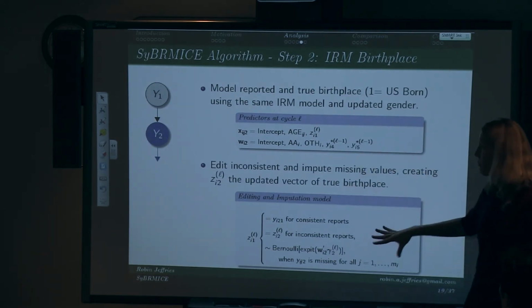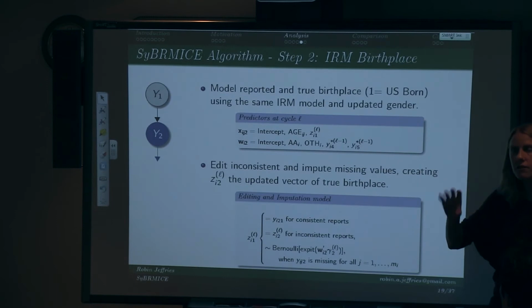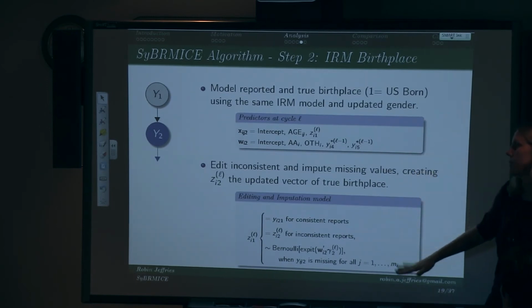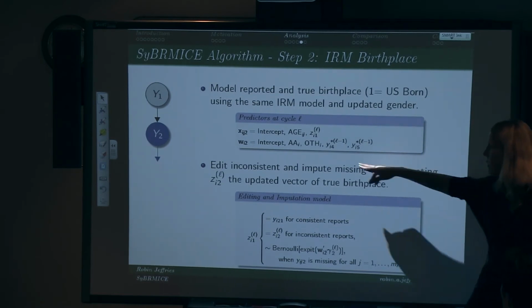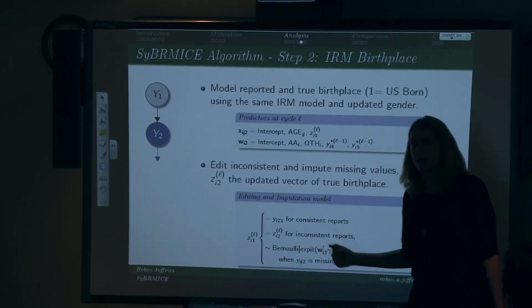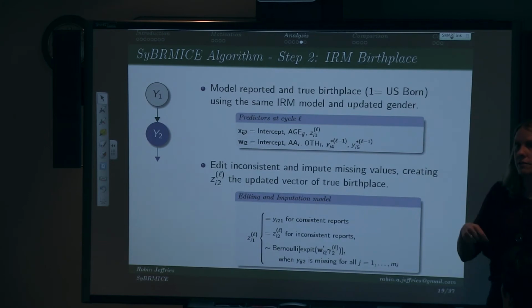So it's the same mixture model, the same hierarchical model, and the same editing and imputation model. So at the end of this stage, we've got a vector for updated gender and a vector for updated birthplace. They're complete and consistent.